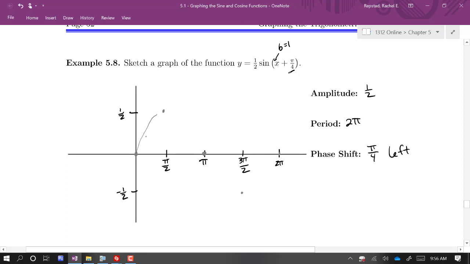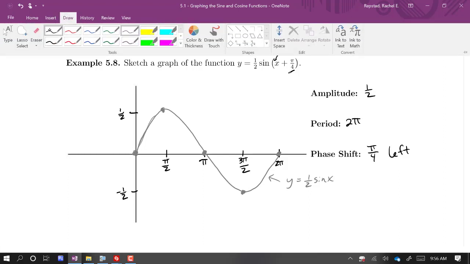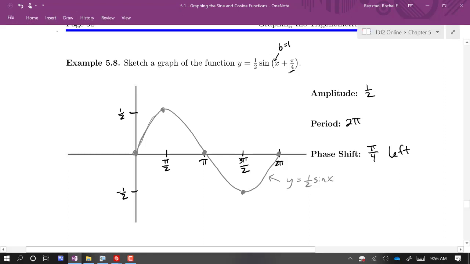So here's one half sine x. Now these points that I plotted, I'm just going to take each of these points and move them to the left pi over 4. I think of these points that I plot as like the anchors of the graph, because once I set down the anchors, then I can fit the curve to those points. Now I'm just going to move each of these anchors pi over 4 units to the left.